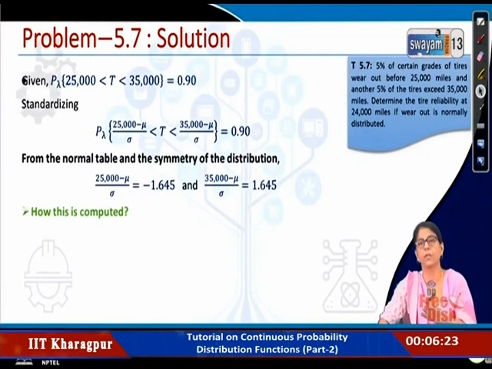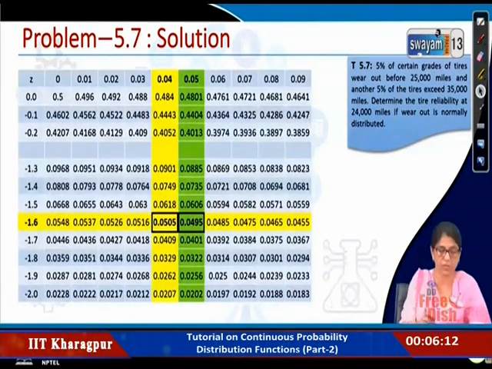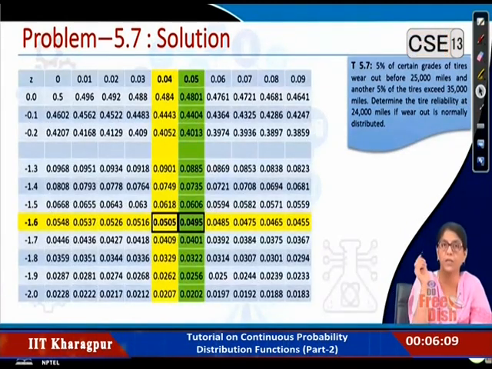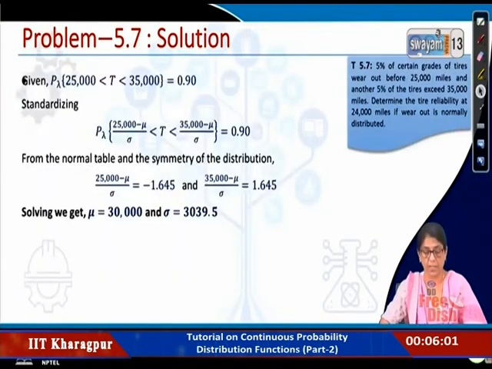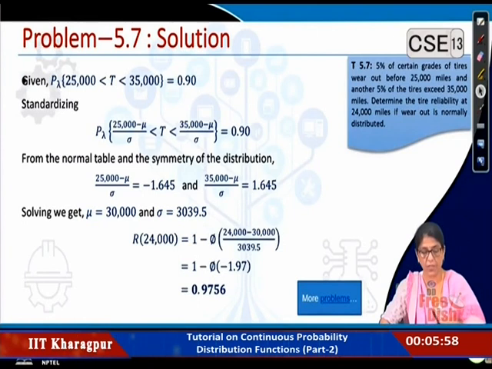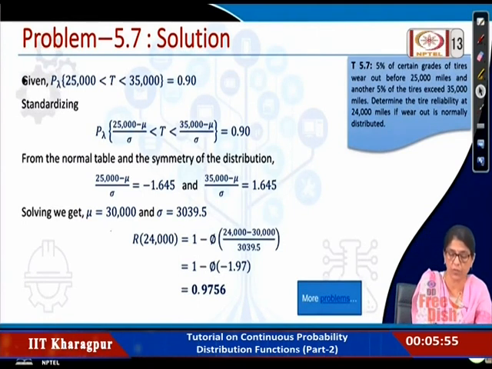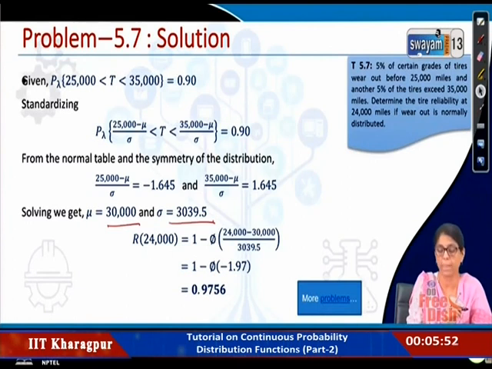From the normal table, in the same way, we got the value 1.645. Again, as I told you, 1.64 is there and 1.65 is there, so how can we get the value for 1.645? We just add these two values and divide by 2, a simple interpolation. That's how we got this value, and by solving these equations we got mu equal to this, sigma equal to this. Now simply putting the values in for finding F of t, 1 minus psi of F of t, I will get the reliability at 24,000.